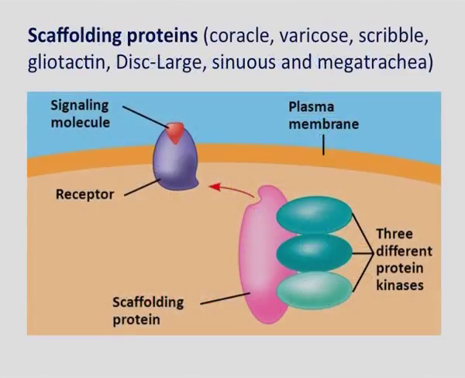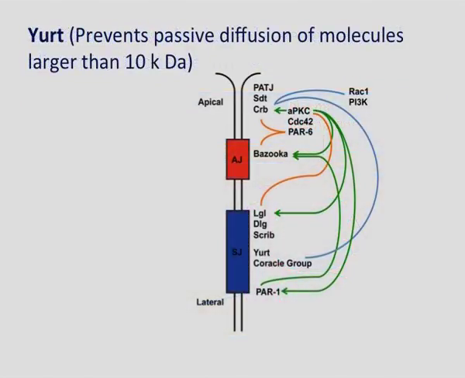The scaffolding proteins present in the septate junction are coracle, varicose, scribble, cleavage, disc large, sinuous and megatrachea. ERT is an essential protein present in the septate junction to prevent passive diffusion of molecules larger than 10 kilodaltons. These are all the important proteins present in the epidermal junction. So far we have seen the structure of the insect cuticle. Now we will see the chemical composition of the cuticle. What are all the components present in cuticle?